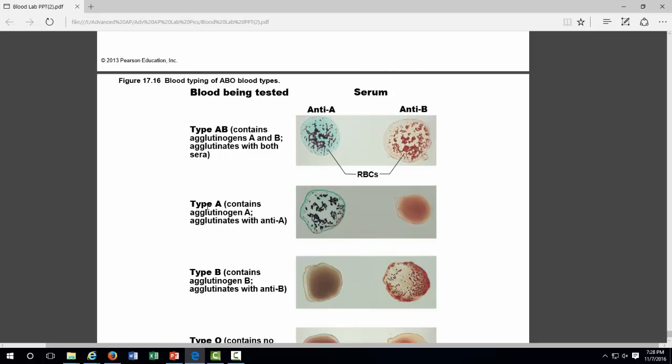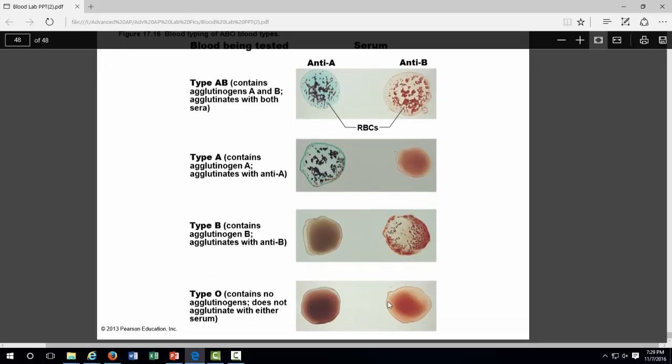And the other letter is what you have in your plasma as an antibody that's going to clump if it comes in contact with that, right? So if I'm type A, I'm going to clump with B. If I'm type B, I'm going to clump with A. If I'm type AB, I'm not going to clump with anybody. If I'm type O, I'm going to clump with everybody. Make sense? That's just a quick way to summarize these.